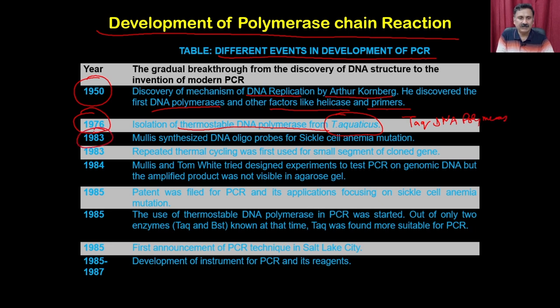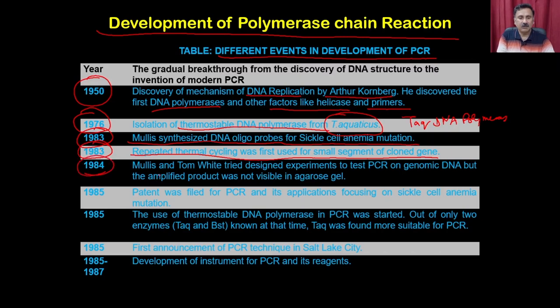And then in the year 1983, Kary Mullis synthesized the DNA oligo probe for the sickle cell anemia mutations. In the same year, repeated thermal cycling was first used for a small segment of a cloned gene, and that's how people had the thought that maybe we can do repeated cycling and amplify small stretches of DNA. And in the year 1984, Kary Mullis and Tom White tried a different designed experiment to test PCR on genomic DNA, but the amplified product was not visible in the agarose gel for the simple reason that the efficiency was not very high.